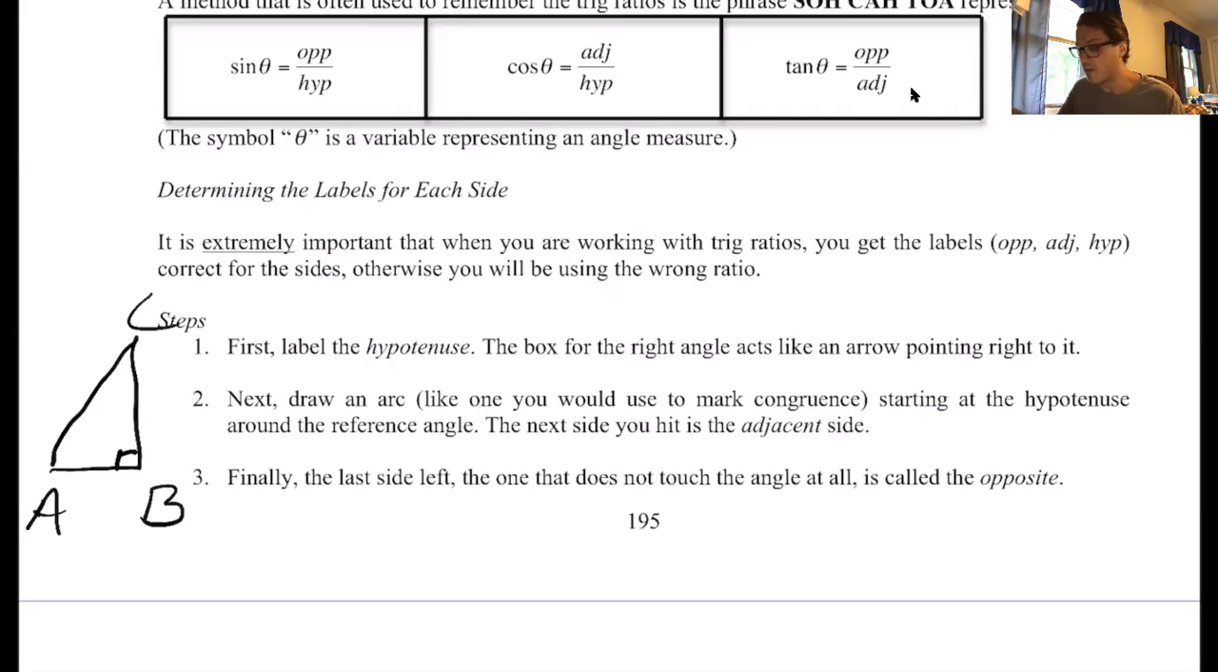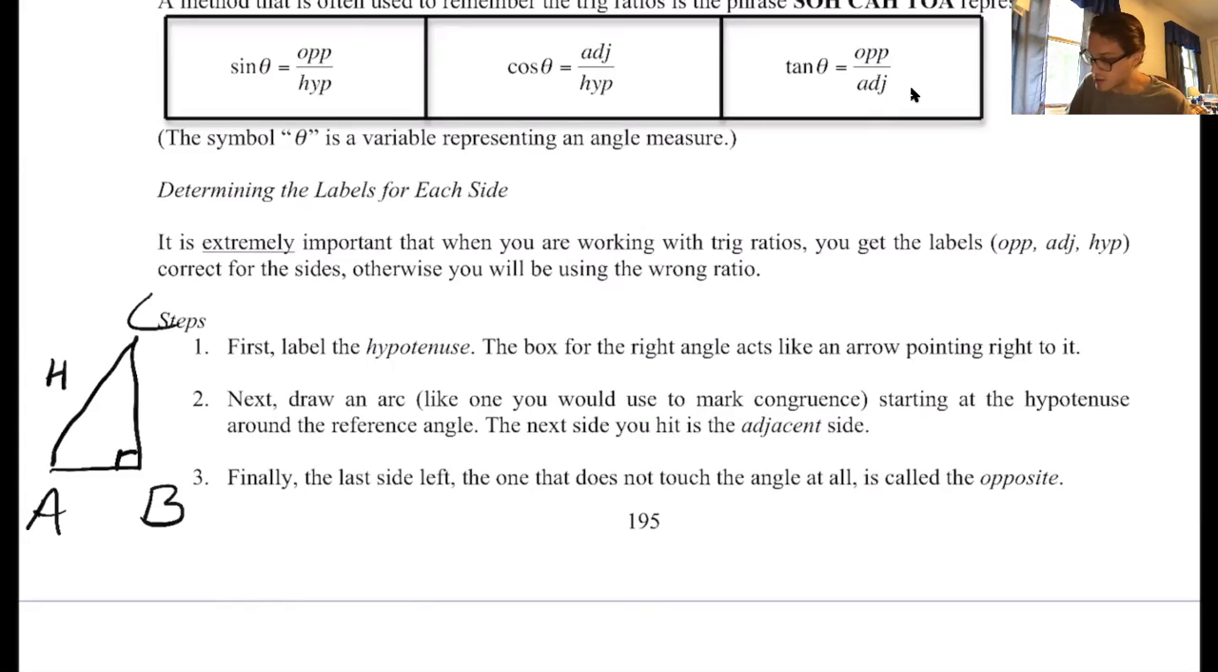We can figure that out because that little box that represents a 90-degree angle, which is a right angle, is kind of like an arrow. It's pointing to our hypotenuse. So in this case, side AC would be our hypotenuse. I'm just going to put a little h there. And let's say angle A is our reference angle. You want to draw an arc, like you would do to mark congruence in geometry, that starts from the hypotenuse that we just found to the next side that you hit.